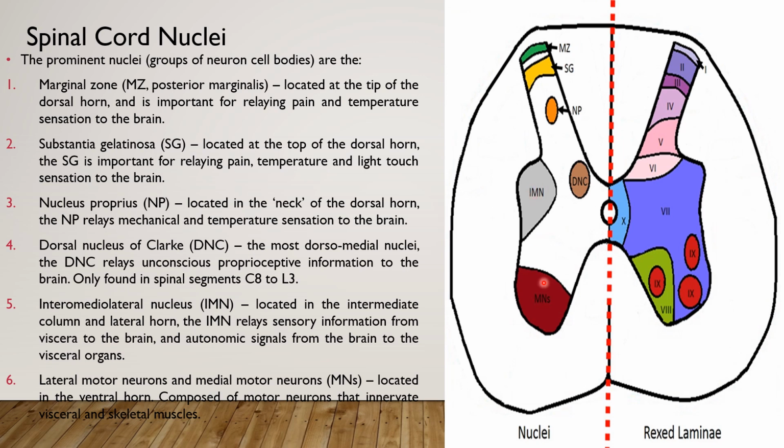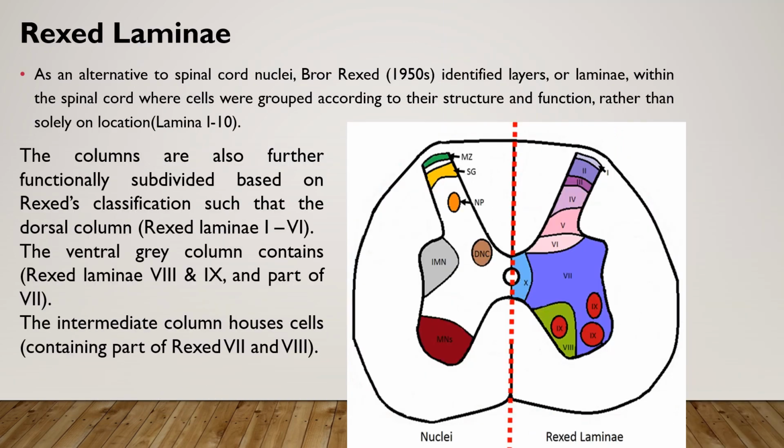And the last one is lateral motor neuron or medial motor neuron, in short MNs. It is located in the ventral horn. This is the ventral horn, and it is composed of motor neurons that innervate visceral and skeletal muscle. This nucleus is motor in nature, the previous one is mixed in nature, and the entire dorsal horn is sensory in nature. These are the six nuclei of grey matter of the spinal cord.